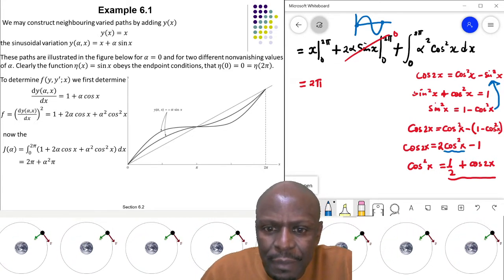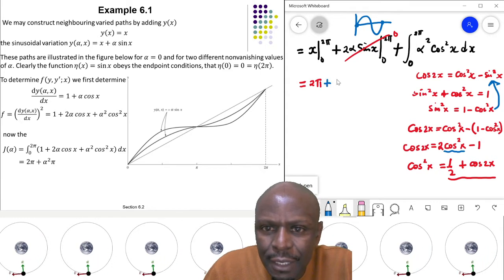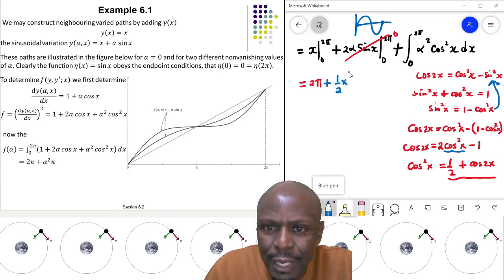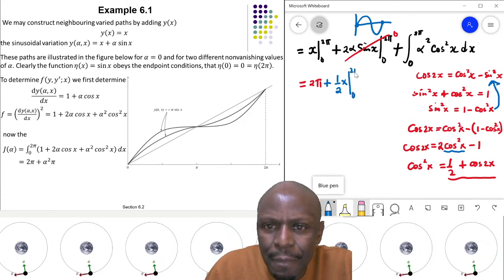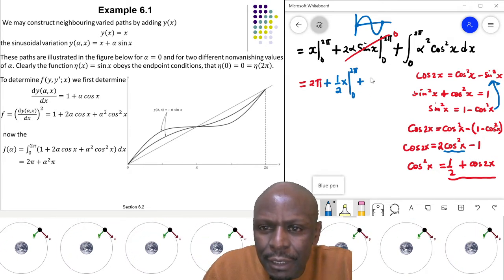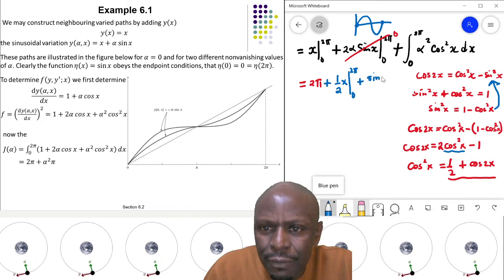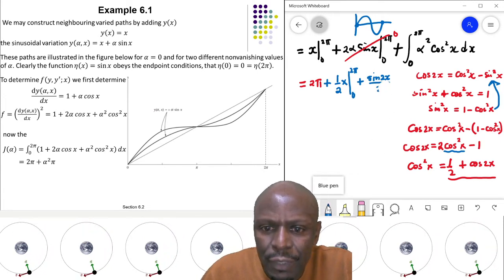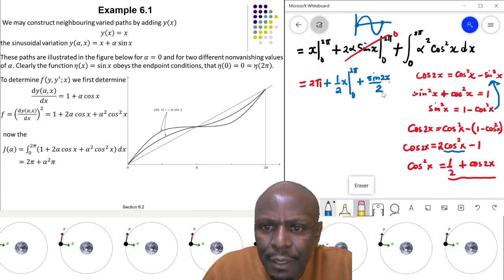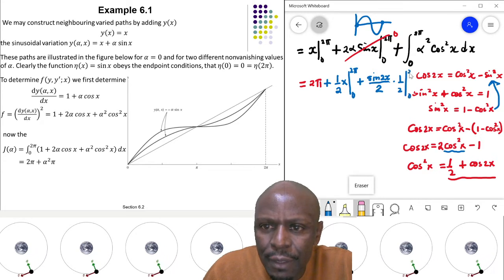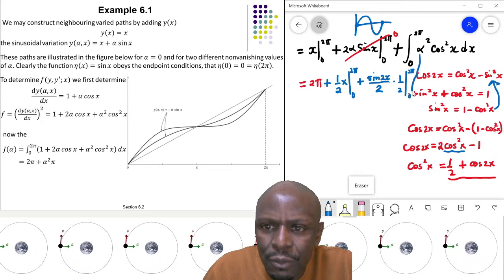That is just going to be plus 1 over 2x, and now you have 0 to 2 pi, and then plus the integral of cos 2x, which is sin 2x over 2, that must be multiplied by 1 over 2, and then 0 to 2 pi.